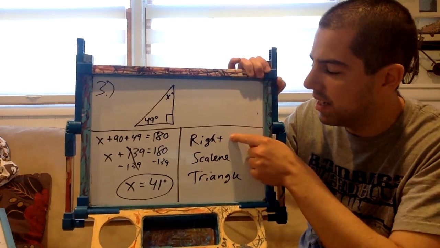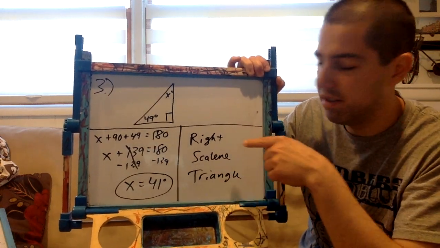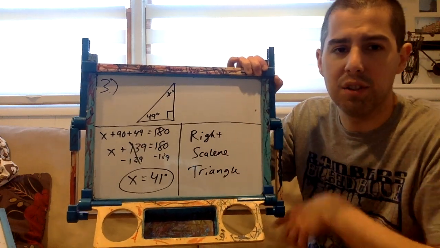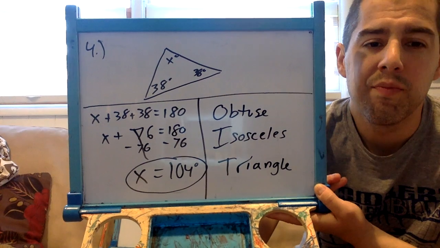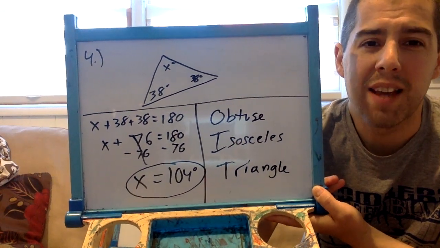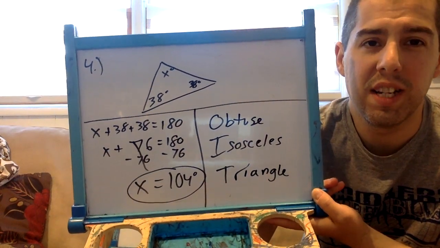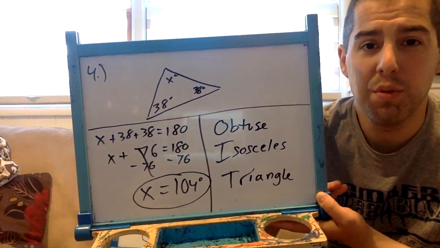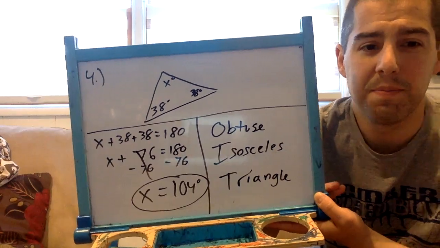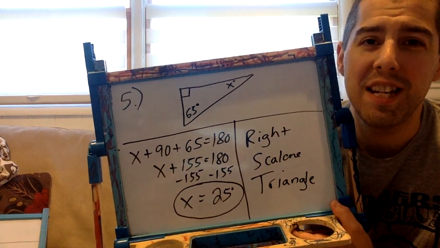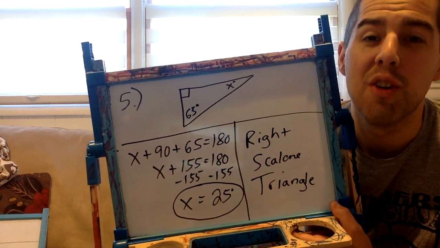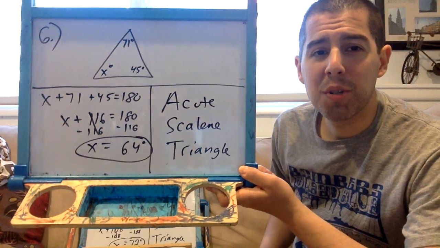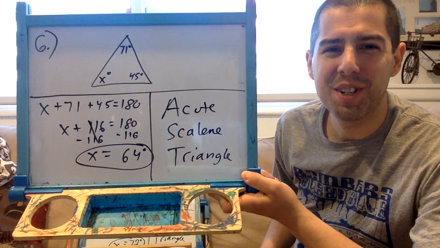Since there was a 90-degree angle, it's a right triangle. All the sides were different. Scalene triangle. Number four, the missing angle is 104 degrees. And when I classified the triangle, it was an obtuse isosceles triangle. Number five, x equals 25 degrees. Right scalene triangle. Number six, x equals 64 degrees.